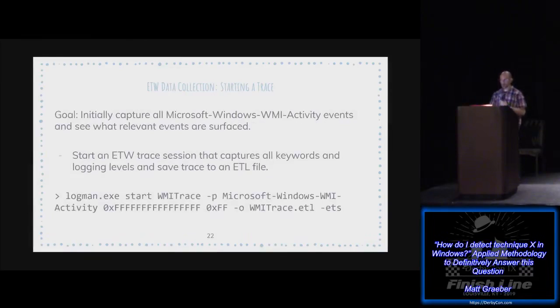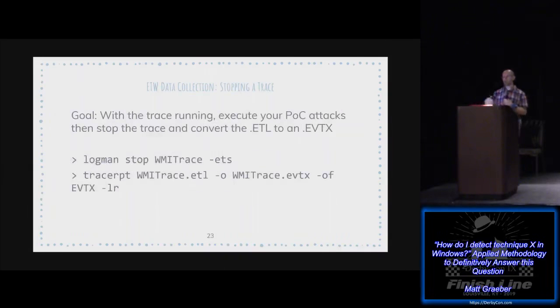And then I'm going to output it to a trace file, an ETL file, okay? And then -ets is, I think, a real-time trace session. I just always use that and always forget what it means. Okay, so after we run that, we're going to run our attack scenarios, or our proof of concept attack validations, after the trace has started. And then when we're done doing that, we're going to stop our trace with logman stop. And then it's been my observation in Windows 10, and I haven't really investigated this, but generally speaking, ETL files are not very usable.